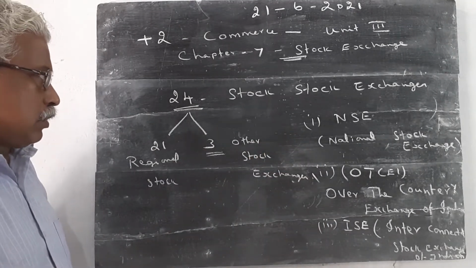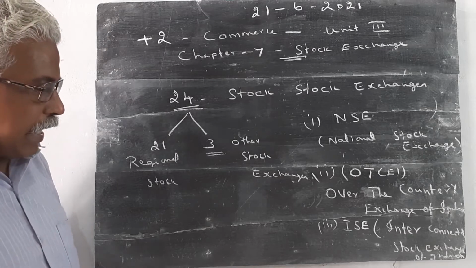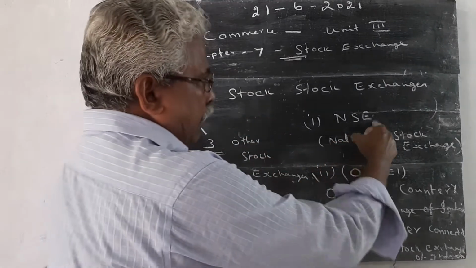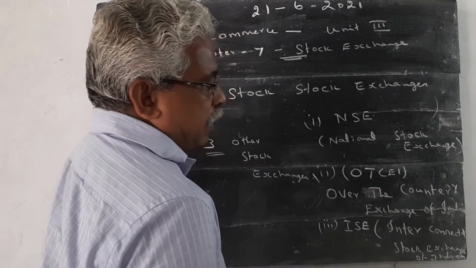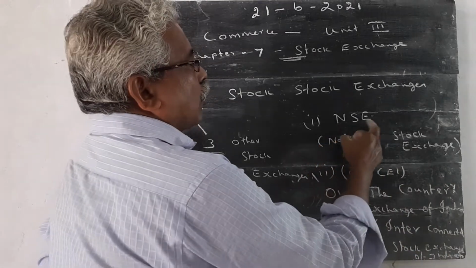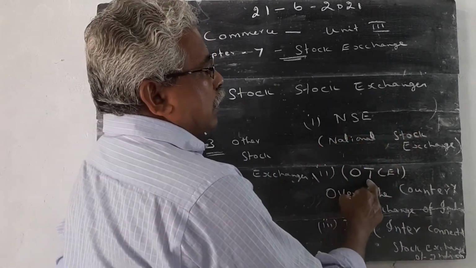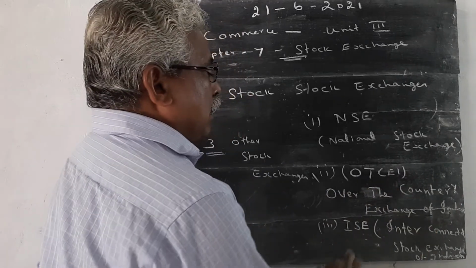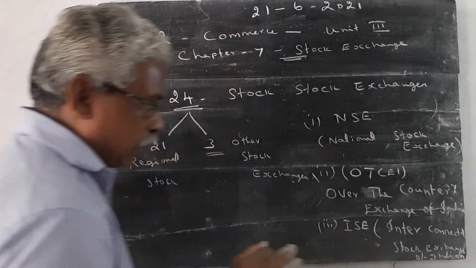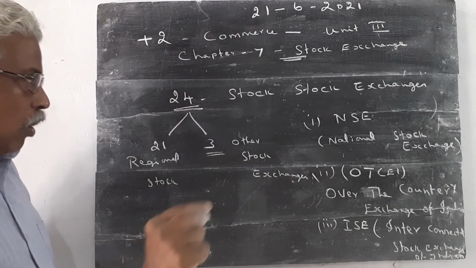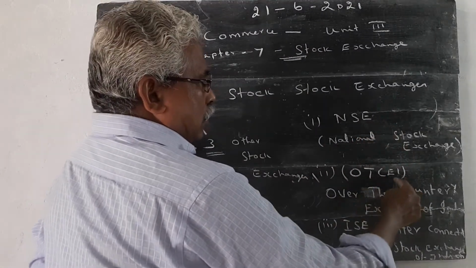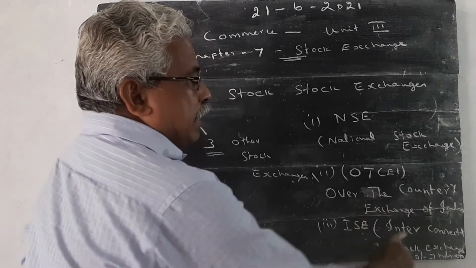One of the questions given at the back of the textbook is, write any 5 stock exchanges in India. You simply study these 3 stock exchanges: National Stock Exchange, Over-the-Counter Exchange of India Limited, Interconnected Stock Exchange of India Limited. All the stock exchanges are just like a limited company. These 3 stock exchanges: National Stock Exchange, Over-the-Counter Exchange of India, Interconnected Stock Exchange of India.